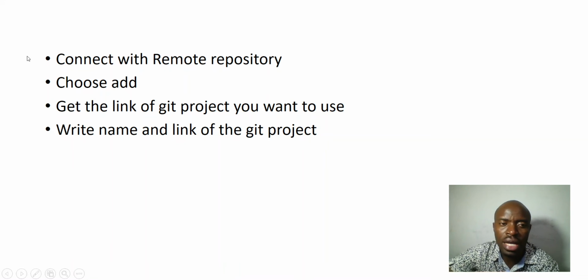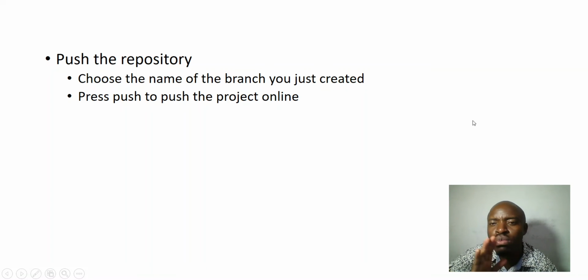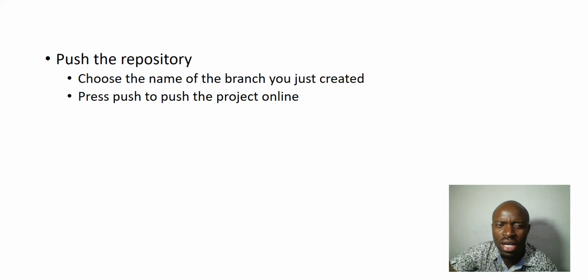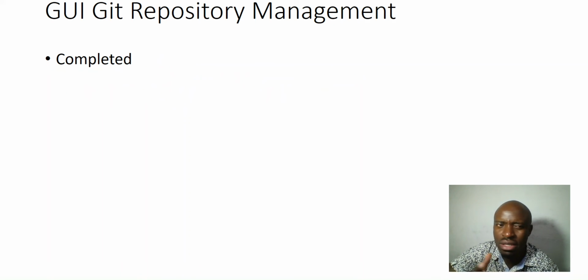After that, you go to choose art. I will show you shortly, and then you get the link of the GitHub project you want to use, and you write the name and the link of the Git project. After that, you push. So you come back to your program, you go to the push button, which I will show you, and then boom, the data is going online. When you are done with that, you are done. Now your project is public or private, so you can choose between two options. It's up to you, you are the one to decide: I want to set this public, I want to set this private.